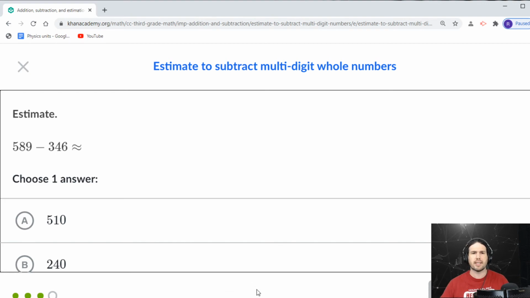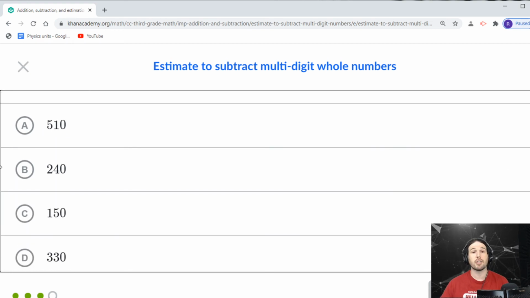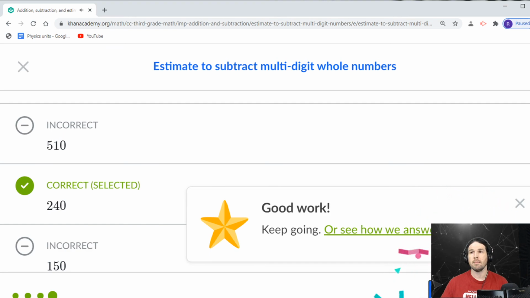589 minus 346. So that's about 590, but I'm going to go all the way up to 600. It's about 600 minus 350. So 600 minus 350 would be 250, right? And again, the closest one is 240, and that's that.